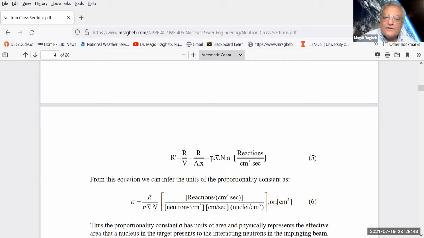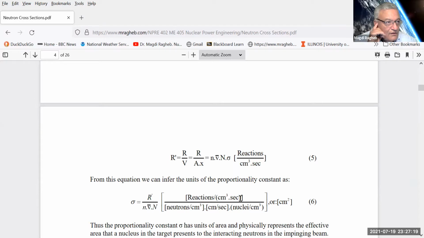It's now N, the density of the neutrons in the beam, multiplied into the velocity of the neutrons, multiplied into the number density of the nuclei in the target, multiplied into that proportionality constant. And that gives us an interesting way of finding the units of that proportionality constant or giving it some physical meaning. So if we take the sigma here, it would be equal to the reaction rate density, that R prime, divided by N, V, and capital N.